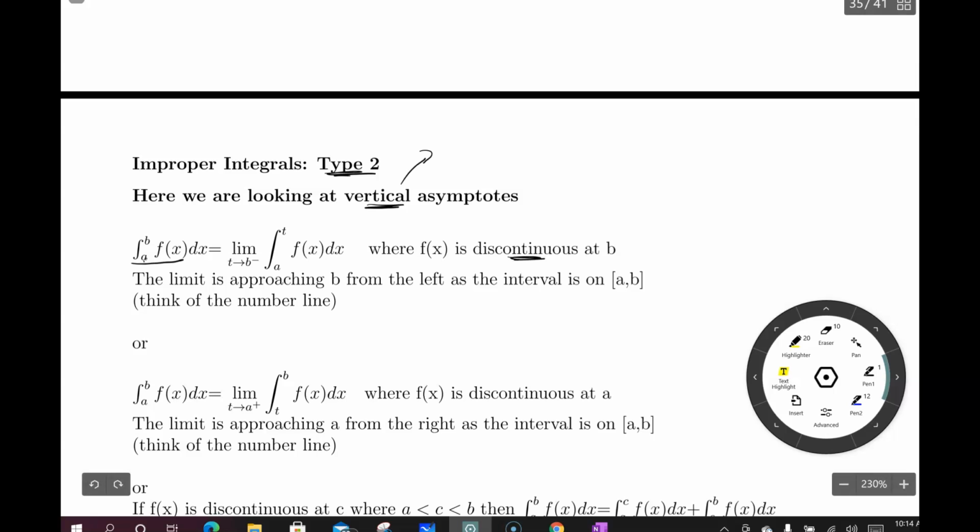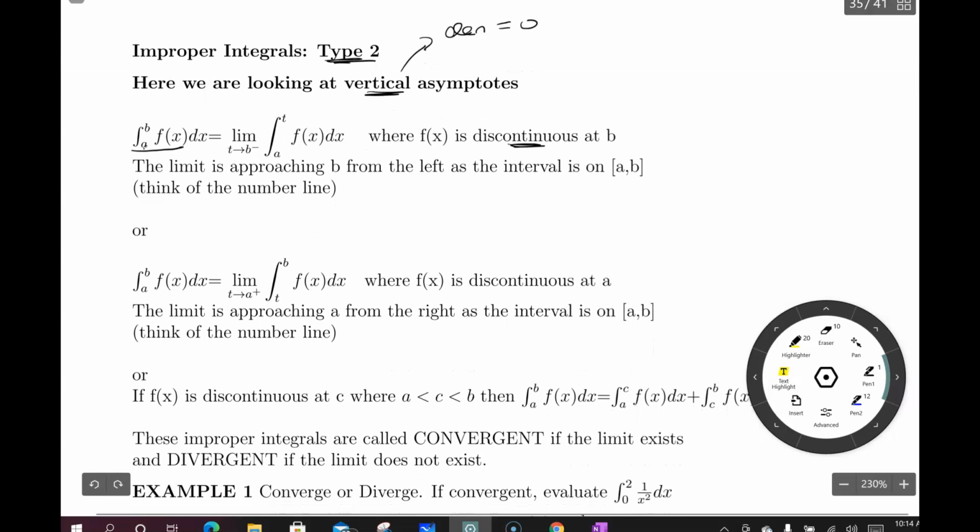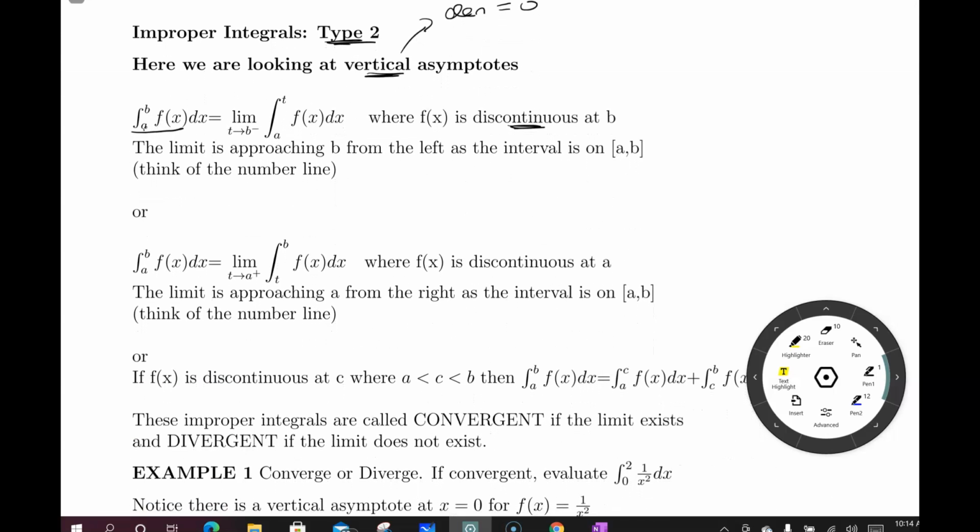And where do we get vertical asymptotes from? Where the denominator equals 0. So you have to be aware. You'll get the cue that the question will say, does this converge or diverge? So let's look at this one, converge or diverge, and then you'll see this.